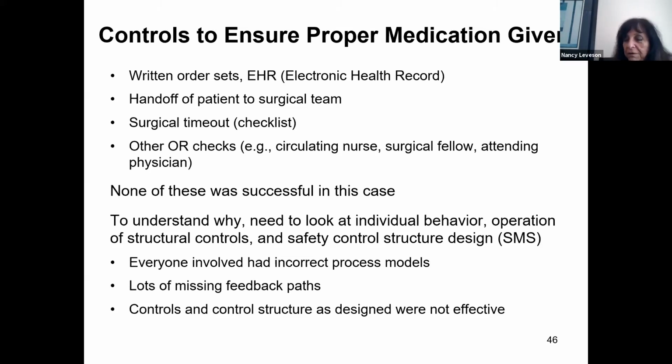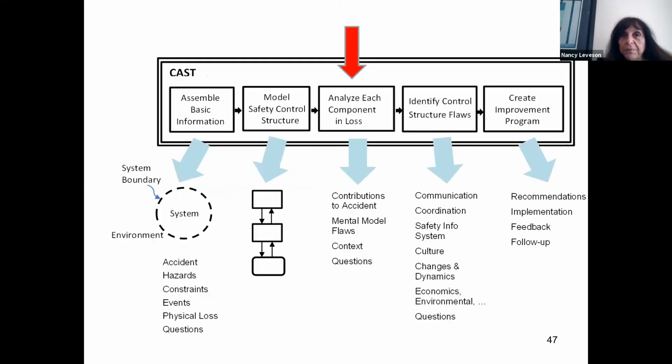How do we update our process models? Well, a lot of them are by feedback loops. But it turns out in every accident I've done CAST on, we always find lots of missing feedback paths. And STPA, of course, we should use to make sure all those are included beforehand, because they're a big problem if they're missing during operations. And we also found that the controls and the control structures as designed were not effective. But that gave us all kinds of clues on how to make them more effective.